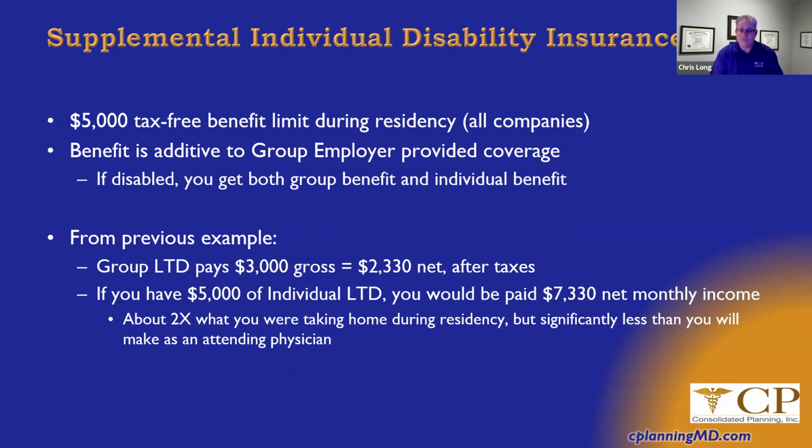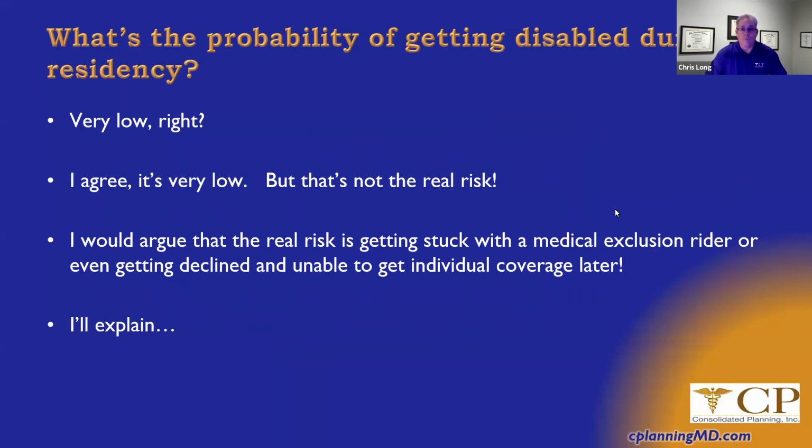So it's one of the rare situations where you can actually get overinsured for a little bit. Now, what's the probability though, right, of getting disabled during residency? It's very low. And I totally agree with that. But I'm here to tell you that from where I sit, that's not the big risk. I would argue that the big risk is getting stuck with some type of what I call a medical exclusion, or even getting declined for individual coverage if you put this off until the end of residency.